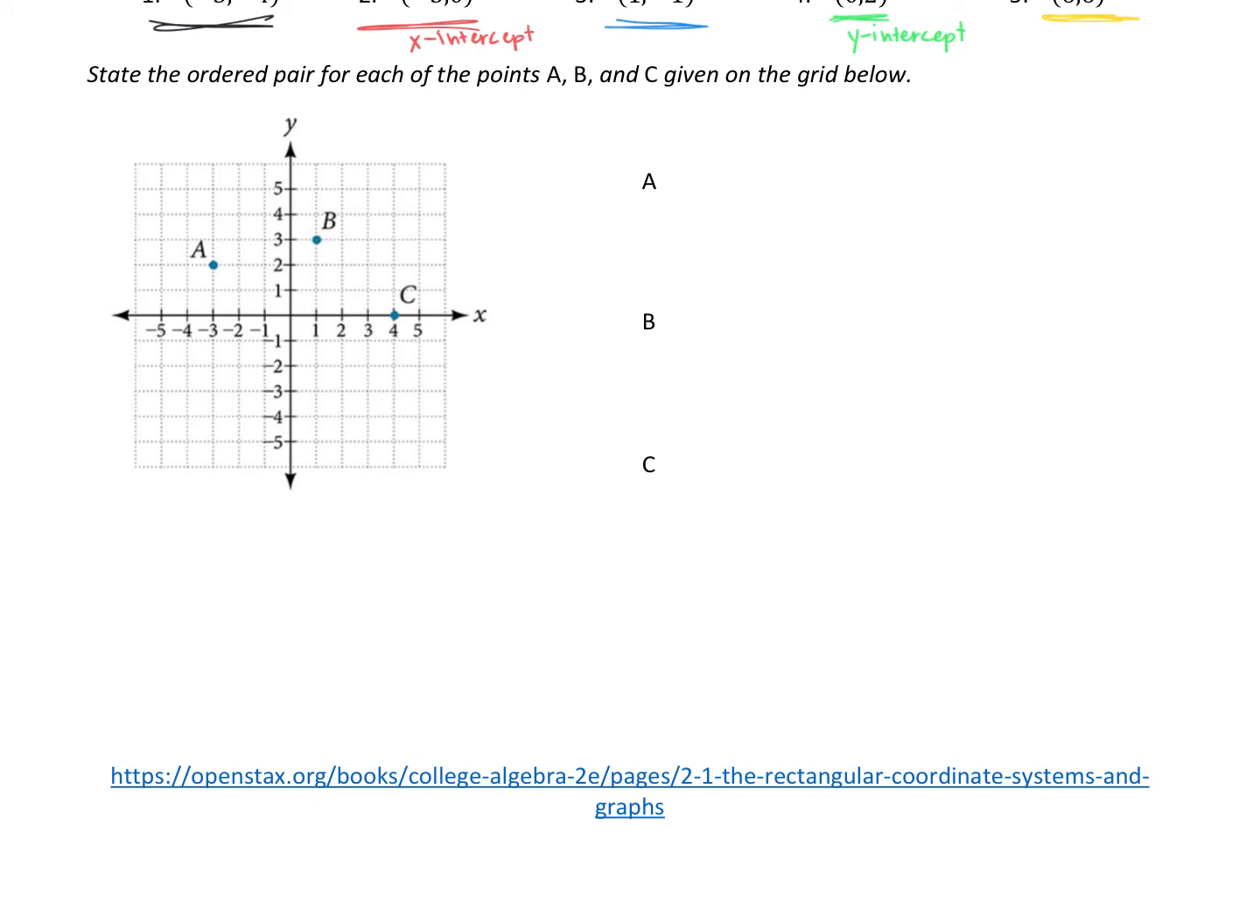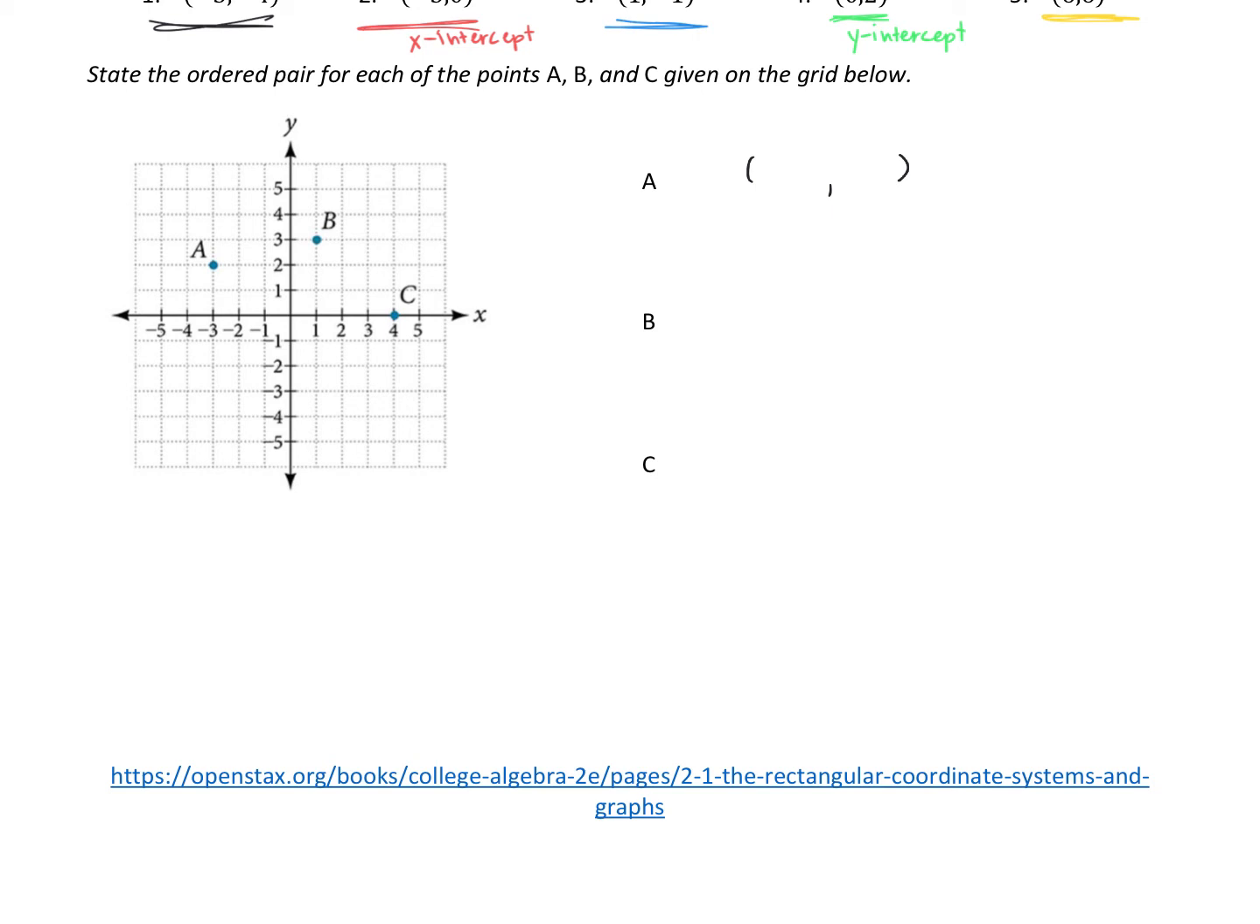Okay, so I would suggest pausing the video, trying to write down the ordered pairs yourself, and then checking. So for A, remember that you want to write an ordered pair. That's the first thing. You have to have parentheses around them. You have to have a comma between the x and the y value. If you do not include those things, it's not an ordered pair and it would not be correct. So that's the first thing.